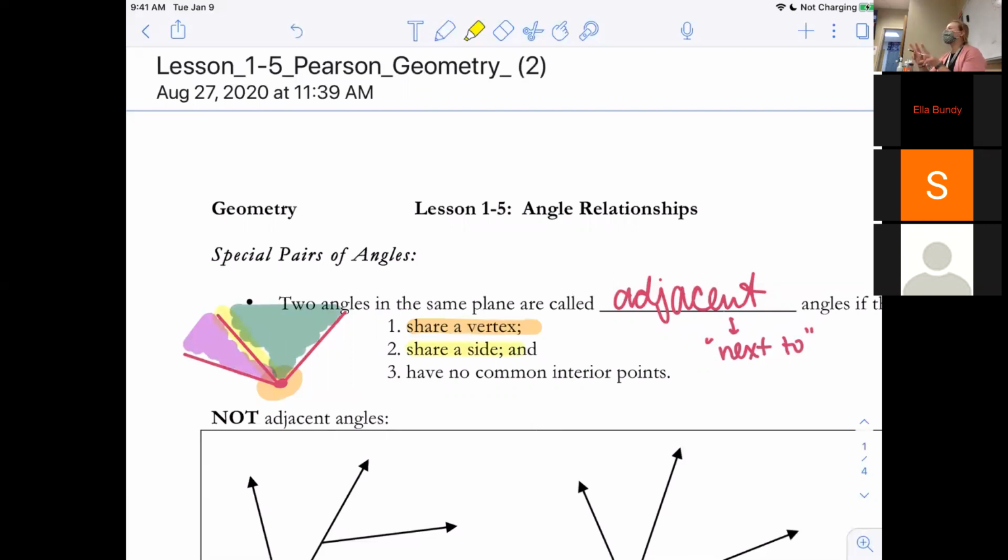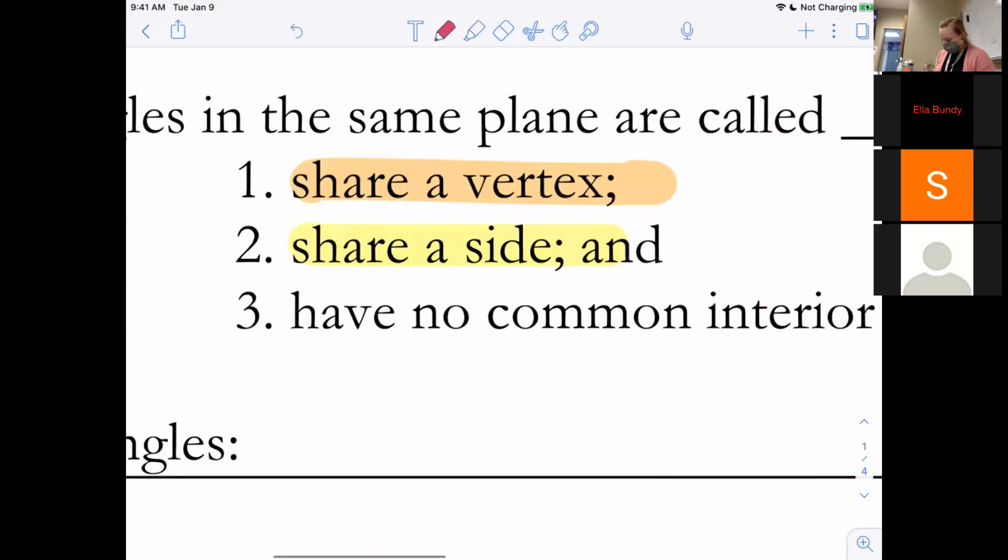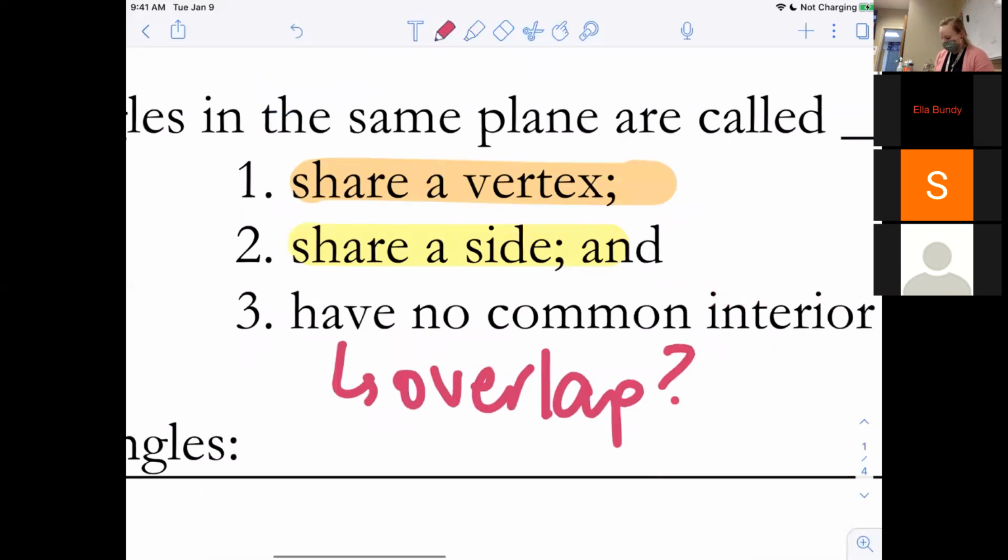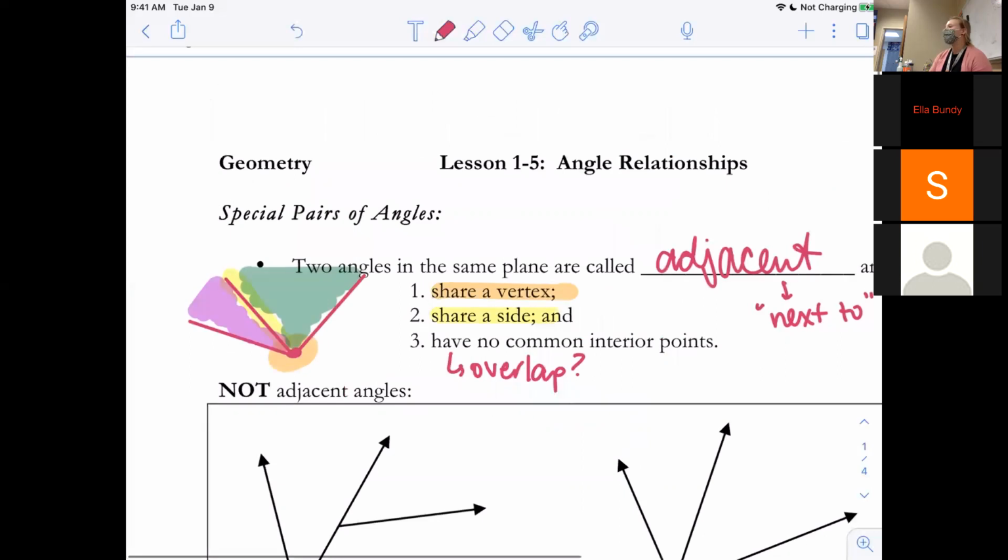The purple and the green don't bleed onto each other. They don't overlap at all. They have no common interior points. Something that helps me think about it is, is there an overlap? So we don't want an overlap of points or of their lines. These are a good example of adjacent angles.